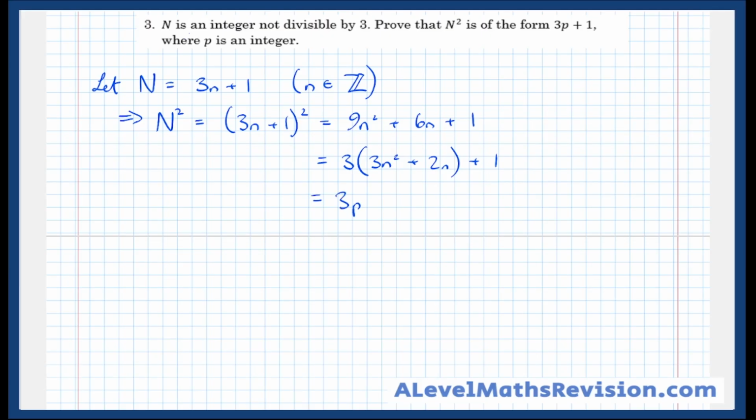equals 3p plus 1, where p is 3n squared plus 2n, and we've proved it for 3n plus 1. But we aren't finished yet, because remember, in my introduction to this question I said that there were 2 types of non-multiples of 3. There's 1 more than a multiple of 3, or 2 more than a multiple of 3.